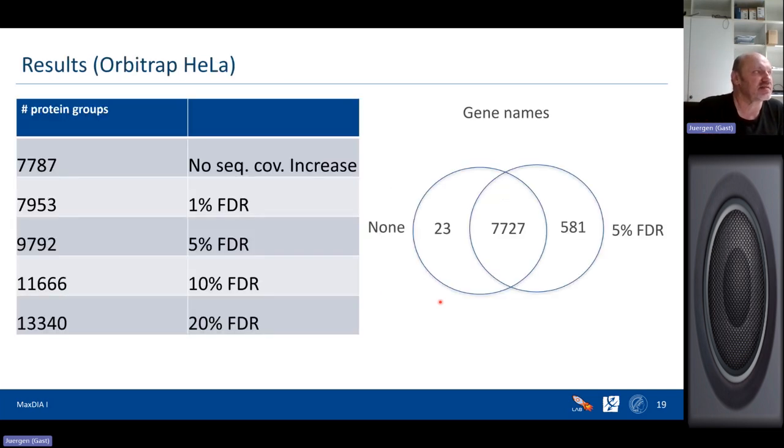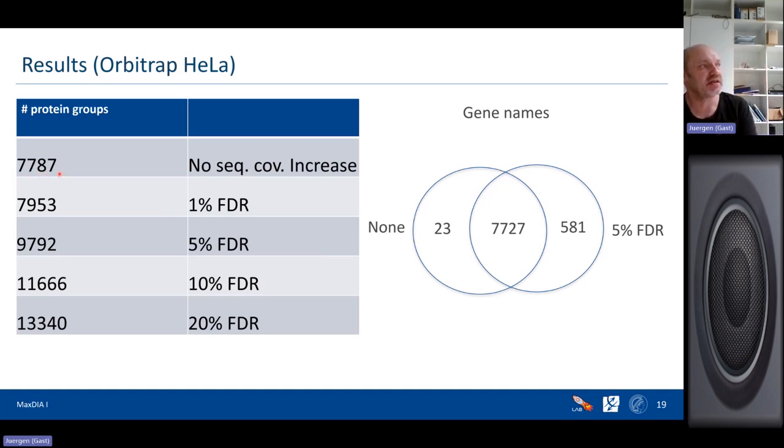And so let us look at some examples. This is just some simple Orbitrap HeLa DIA data with 3 replicates. If you do the regular search without any sequence coverage increase, you would get these 7,700 or so protein groups.